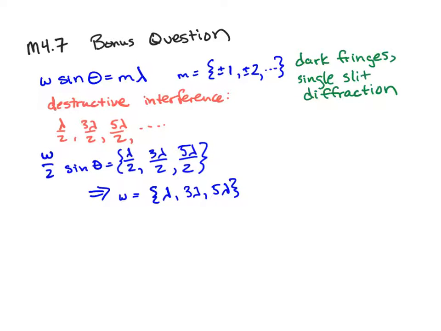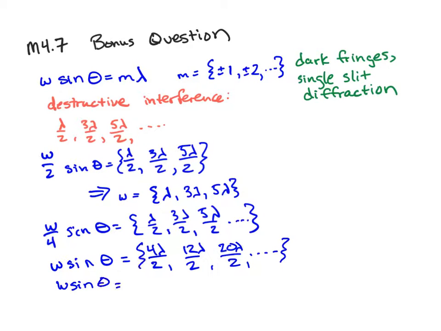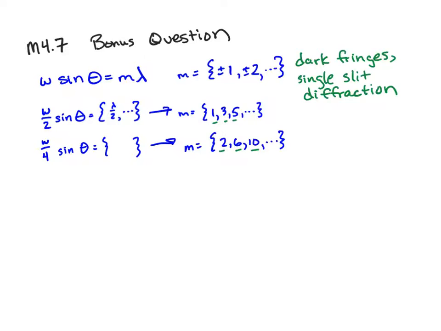But, like I mentioned in the lecture, we can also split the slit into 4 pieces instead of in half. Then we have a different equation, which is W over 4 sine theta equals lambda over 2, 3 lambda over 2, 5 lambda over 2. So let's go ahead and solve that equation to get W sine theta equals 4 lambda over 2, 12 lambda over 2, 20 lambda over 2, etc. So in that case, the equation becomes W sine theta equals 2 lambda, 6 lambda, 10 lambda, etc. So now we've got 1, 2, 3, 5, 6, and 10, and all the subsequent odd numbers covered.